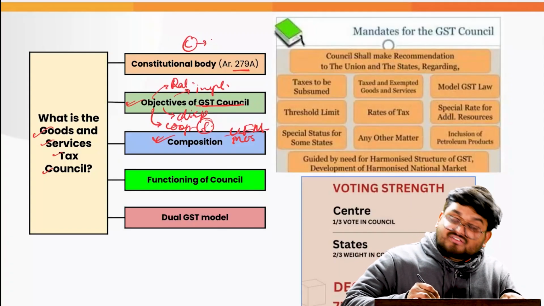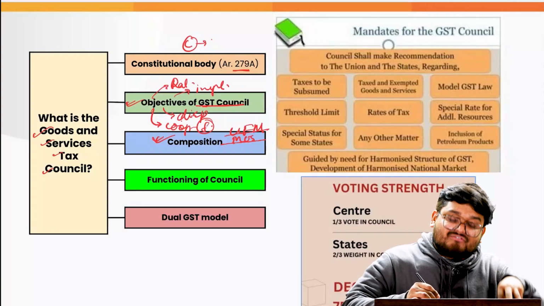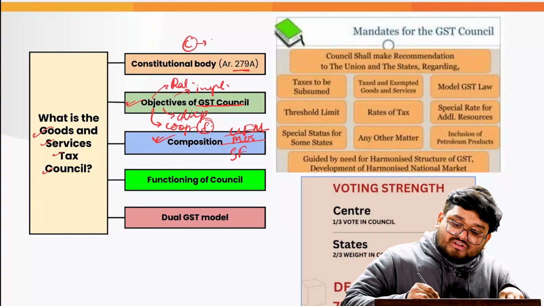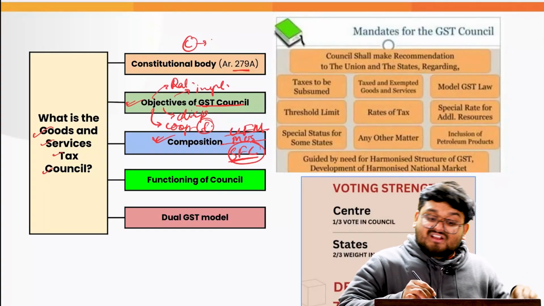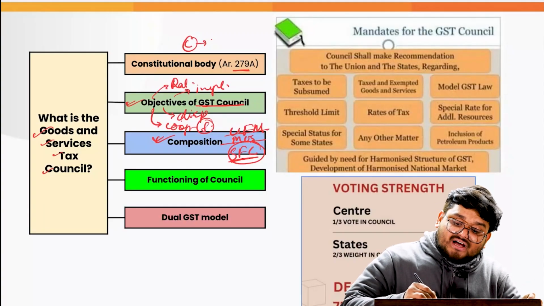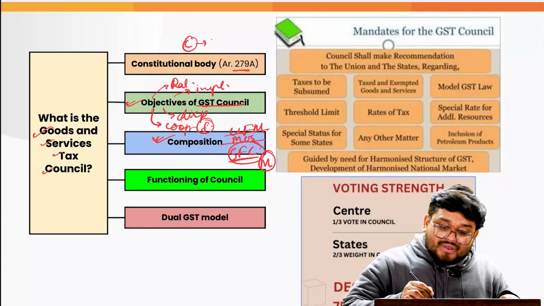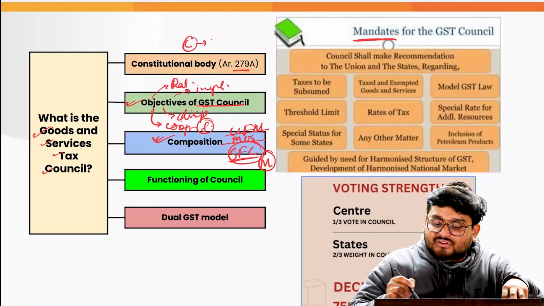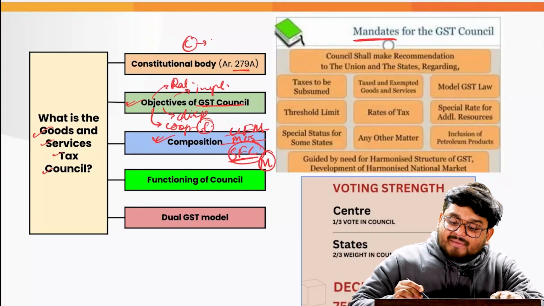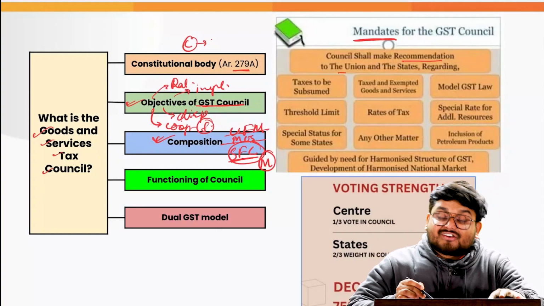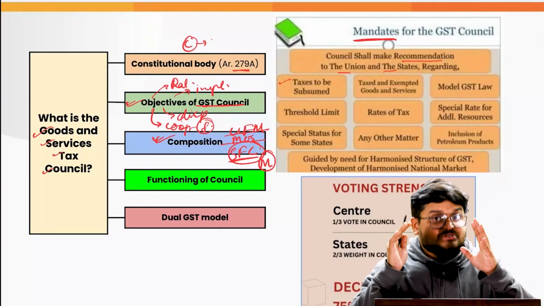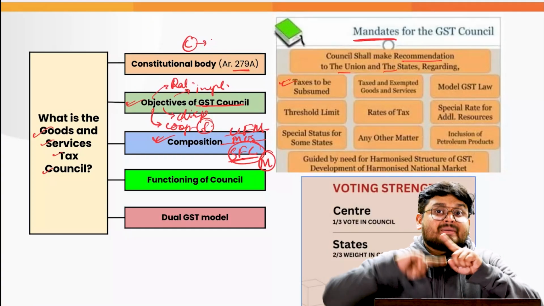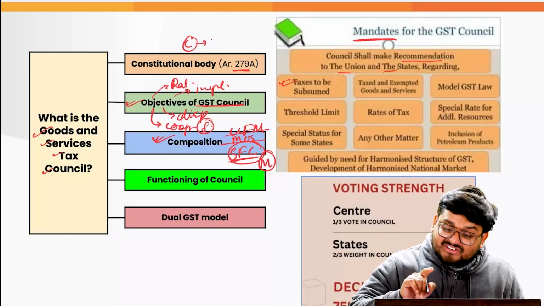We also have the State Finance Ministers, right. With reference to that, the state governments can send their State Finance Ministers or any other minister, correct. So here we have the various mandates for the GST Council. The GST Council shall make recommendations to the Union and States regarding what taxes are to be subsumed under GST. So the apex power, the ultimate power, is with the GST Council here.